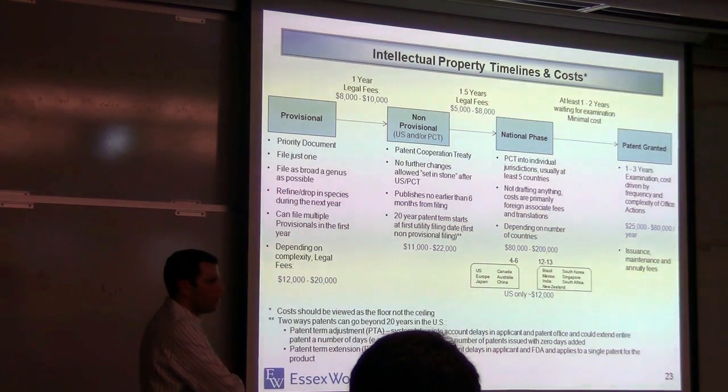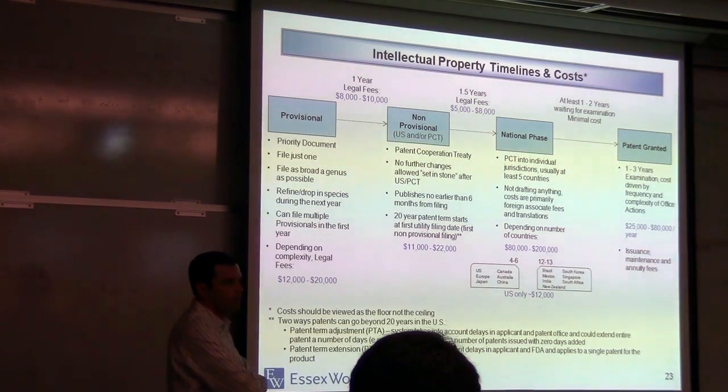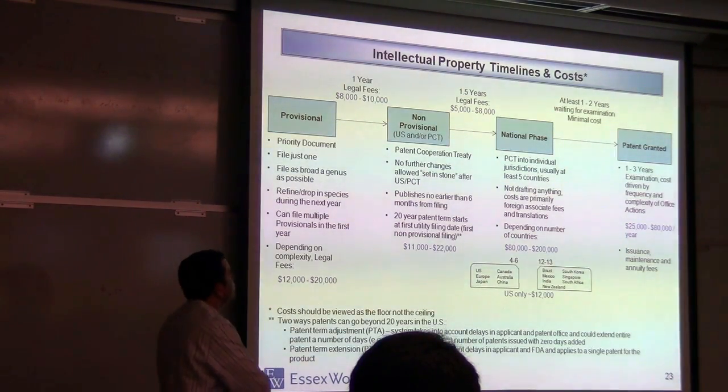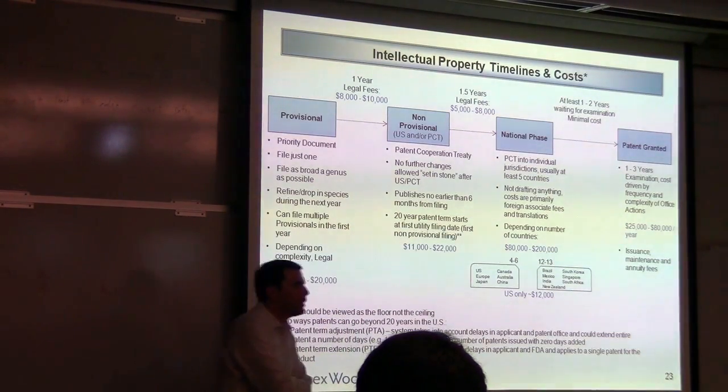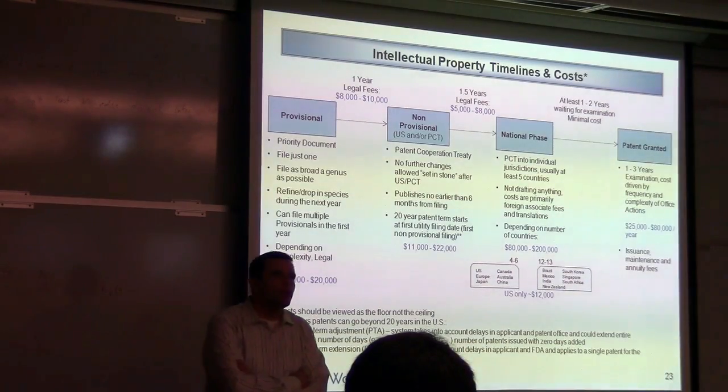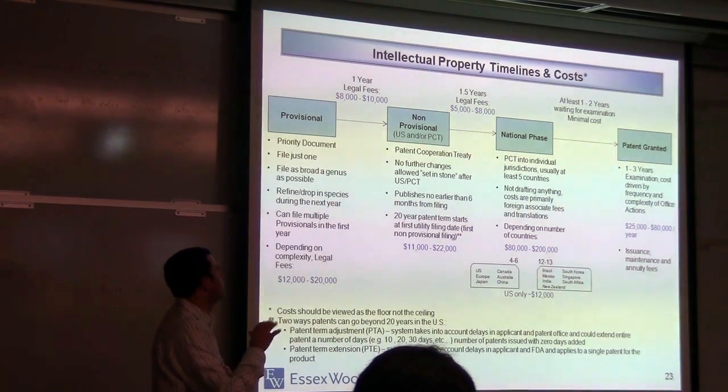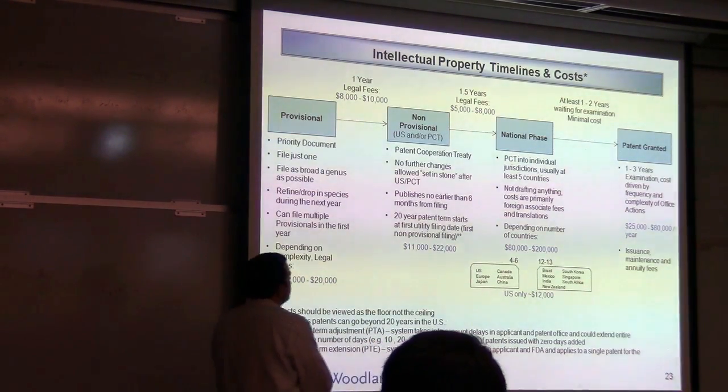At any time after you file your non-provisional, but to a maximum of 1.5 years, you have to decide which countries you want to actually file in. And that's what we call our national phase. And usually for a small biotech company that's capital constrained, you're going to file in at least 5 countries. You're going to file 5 to 6 countries.